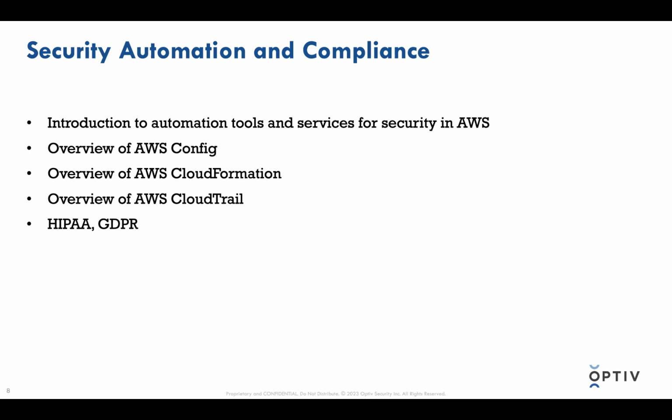Additionally, AWS Config rules enable you to define custom rules and monitor compliance against best practices and regulatory requirements specific to your industry. By leveraging automation tools and services such as AWS Config, AWS CloudFormation, and AWS CloudTrail, you can ensure a secure and compliant infrastructure in your AWS environment. Adhering to industry standards and regulations demonstrates your commitment to protecting sensitive data and maintaining customer trust.